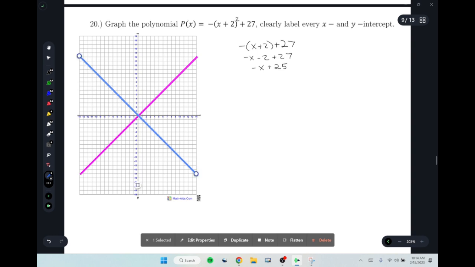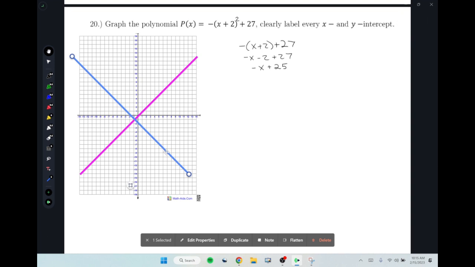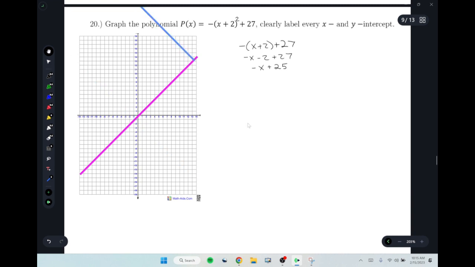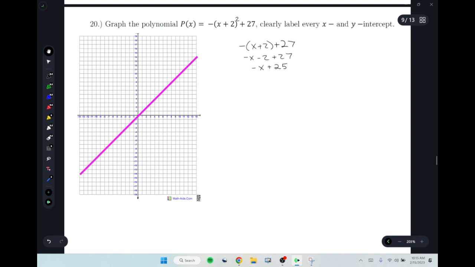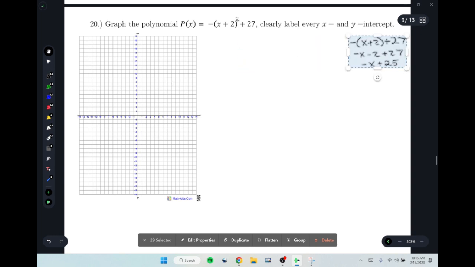We saw a horizontal shift by 2. Chunk, chunk, like that? Okay, what else did you see? Up 27? We saw a vertical shift, yeah. So it'd be way up there? Yeah. Does that look kind of like negative x plus 25? Yeah, probably. But that's not the problem that we're actually going to do right now. That's the typo.